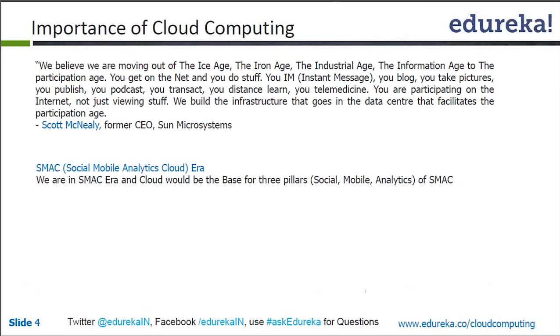So in simple terms, we have crossed the ice age, iron age, industrial age, information age, and now the participation age. Before getting into this era, everyone started contributing or participating. In the information age, the internet boom happened, and everyone was able to connect together and share information. In the participation age, not only human beings, even sensors and machines participate.